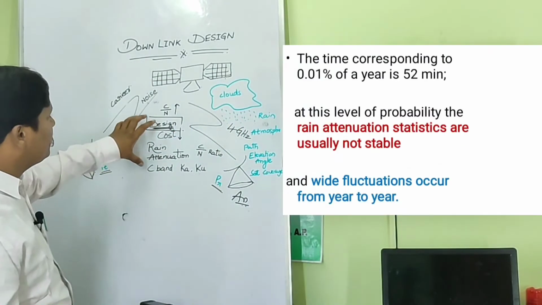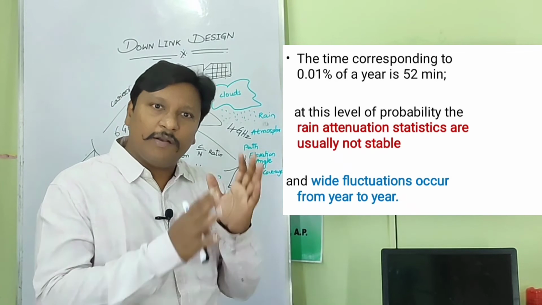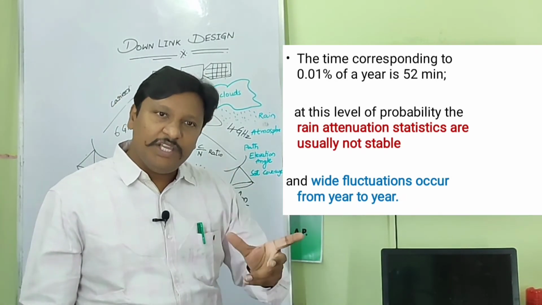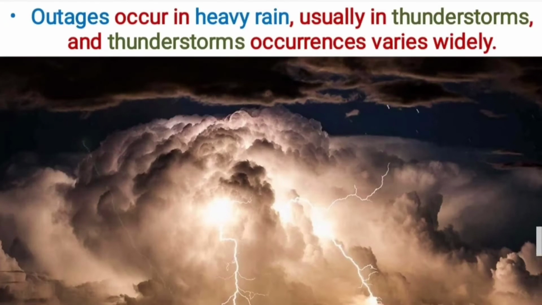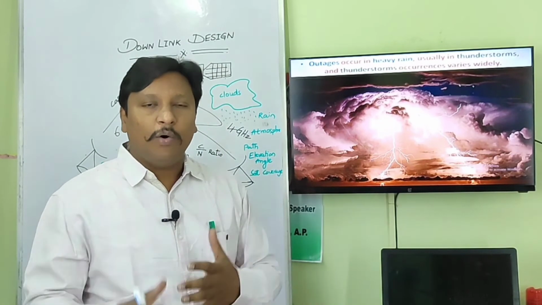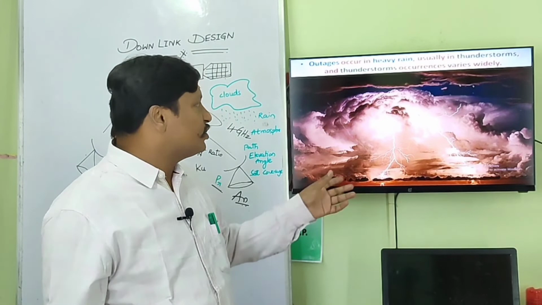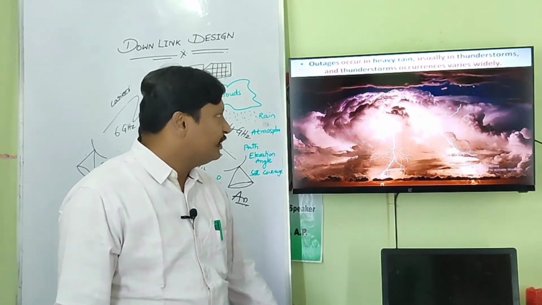Thus, the attenuation experienced by satellite links is not stable, not fixed, not constant. It is fluctuating and unpredictable, and changes year by year, day by day and month by month. Outage occurs in heavy rains, usually in thunderstorms, and thunderstorm occurrence varies widely. So we cannot predict when thunderstorms will come, where they come and how they come. We don't know the magnitude of the thunderstorms either. So all these will influence the designing procedure of a satellite communication system.